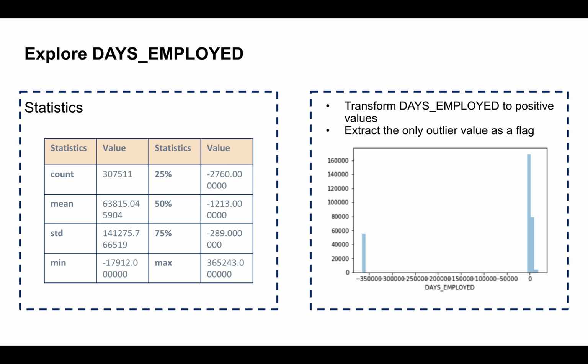From the statistics, it seems that there are abnormal values, since this employment attribute is represented by negative numbers, so we first transform it to positive values, then we draw its distribution. We can see that there is only one abnormal value. It may be used to represent some information, so we extract whether it has the outlier value as another feature.